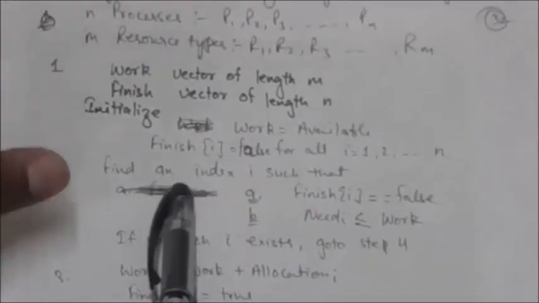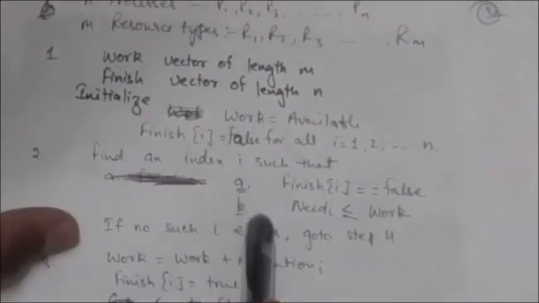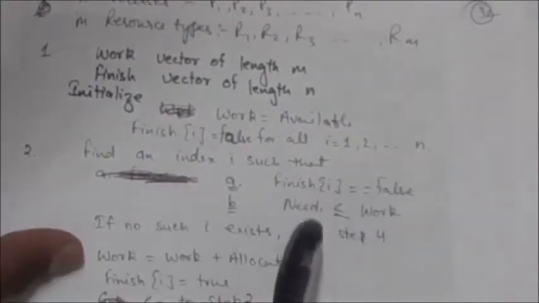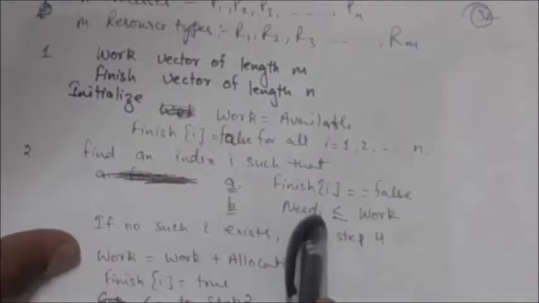Now what is the second step of the algorithm? The second step is to find an index i such that it satisfies these 2 conditions: finish[i] should be equal to false, and need[i] should be less than or equal to work. Here we have already set the value of the work vector; we have assigned it the value of the available vector. So now the value of the work vector is 3, 3, 2: at index A the value 3, for index B the value 3, and for index C the value 2.